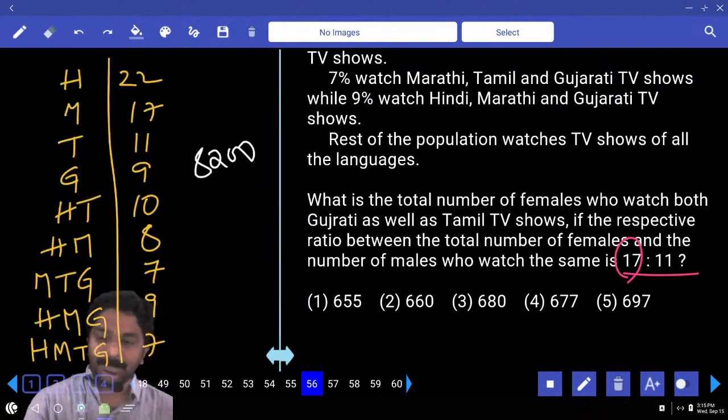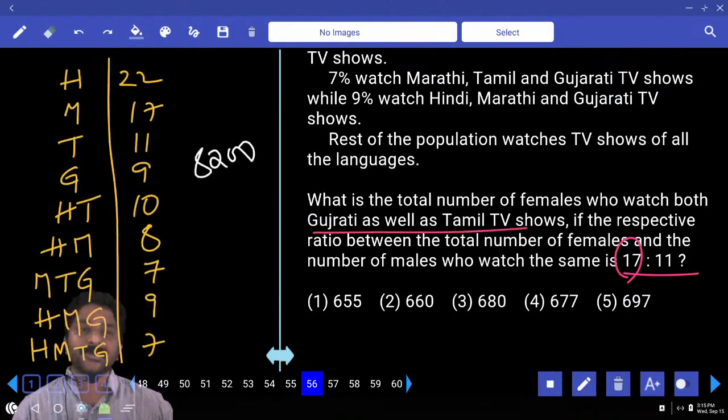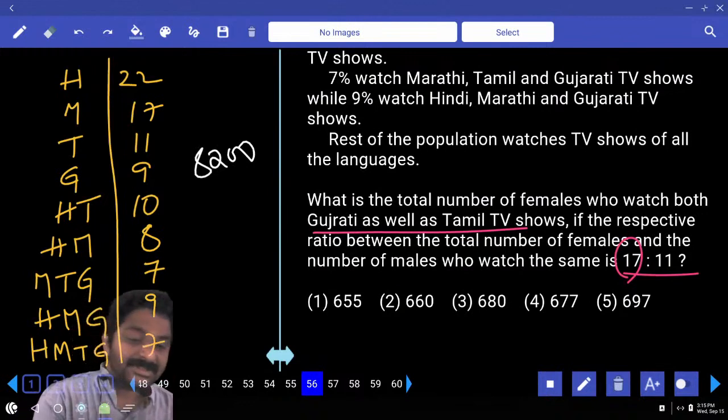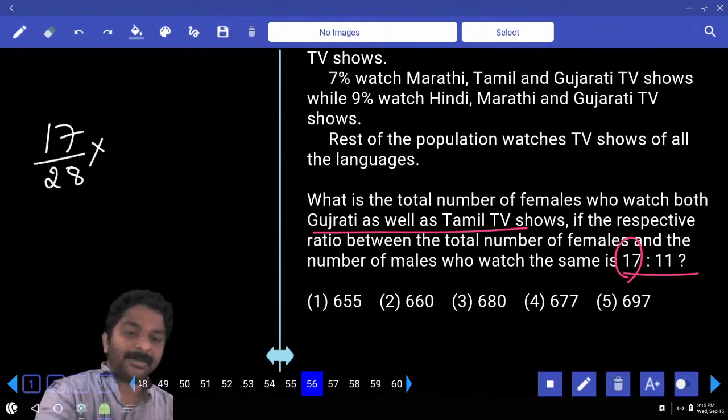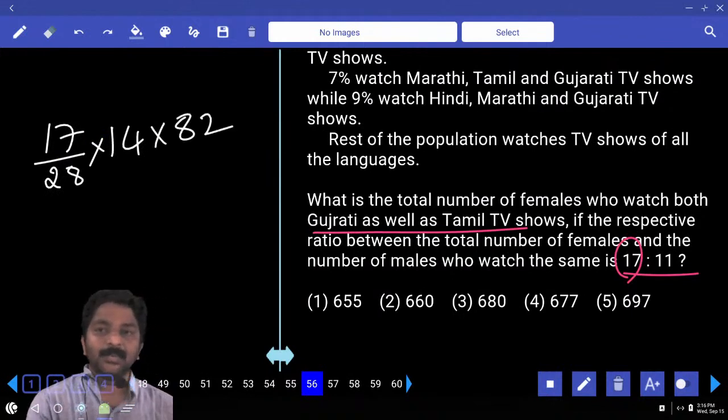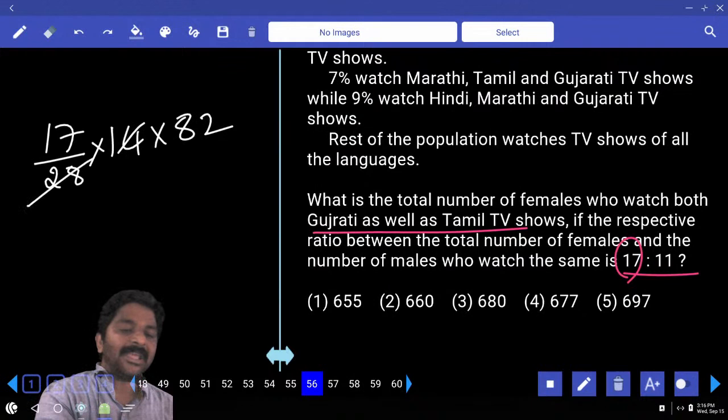Among what people, what group we are supposed to consider now? Those who watch Gujarati as well as Tamil. That means you should have both G and T. GT must be there. GT is here. GT is here. 7 plus 7. Come on. 14 percentage in the sense. 14 into 1% value 82. 14 how many times is 28?